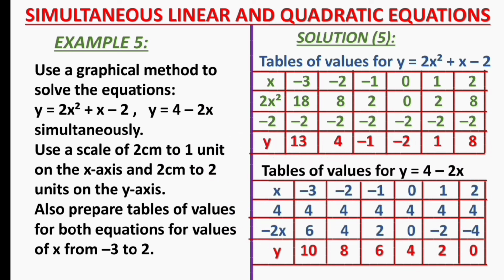Now for the second equation, here is the table of values for y is equal to 4 minus 2x. From the table of values, we can see that when x is -3, y is 10. When x is -2, y is 8. When x is -1, y is 6. When x is 0, y is 4. When x is 1, y is 2. And when x is 2, y is 0. I hope these tables of values are clear to you.